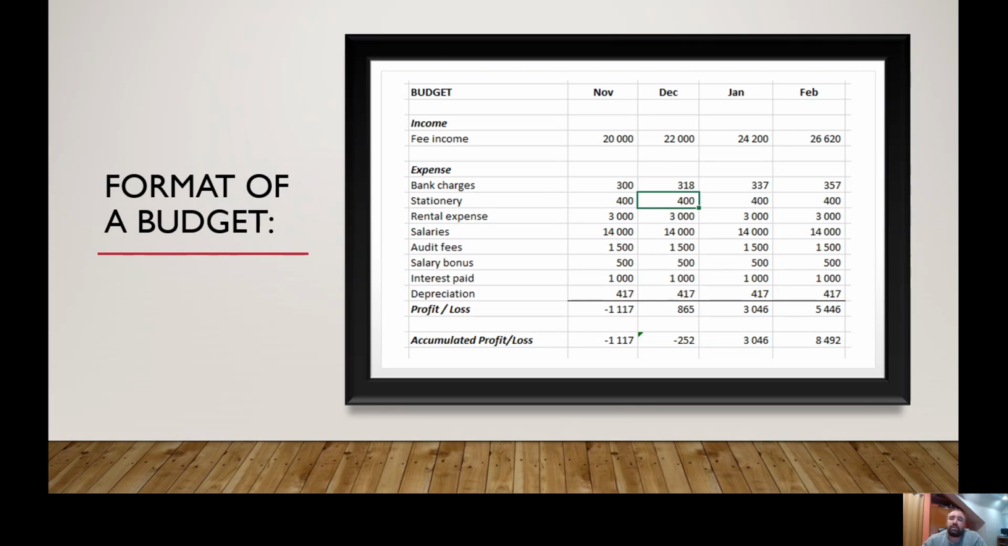So we've now got an income statement. Let's say our current month is November. Now we are projecting December, January, February, how we think the numbers are going to look. Then you'll see we have a profit or a loss at the end of each month, but then we've also got an accumulated profit or loss to see whether we are going to, at the end, make a profit or whether we are going to make a loss.